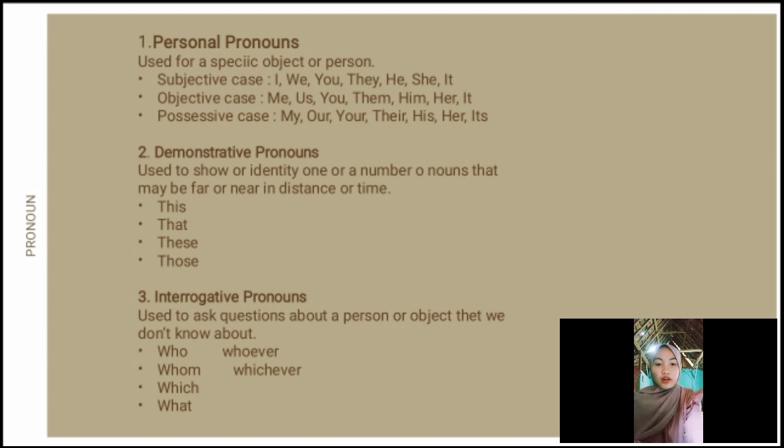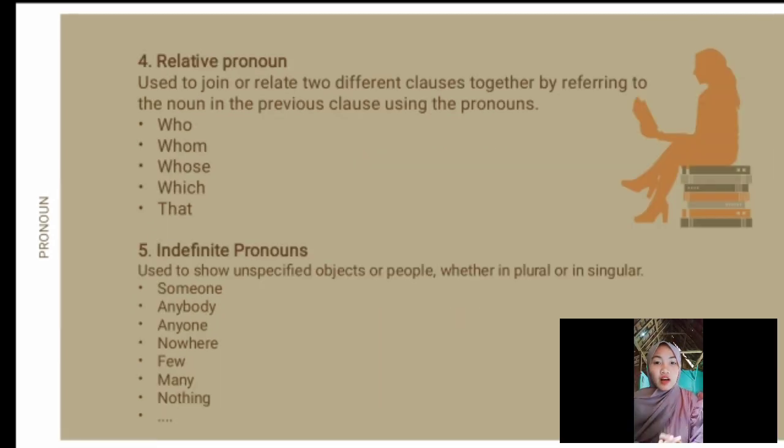And fourth, relative pronoun. Relative pronouns are used to join or relate two different clauses together by referring to the noun in the previous clause using the pronouns who, whom, whose, which, that.